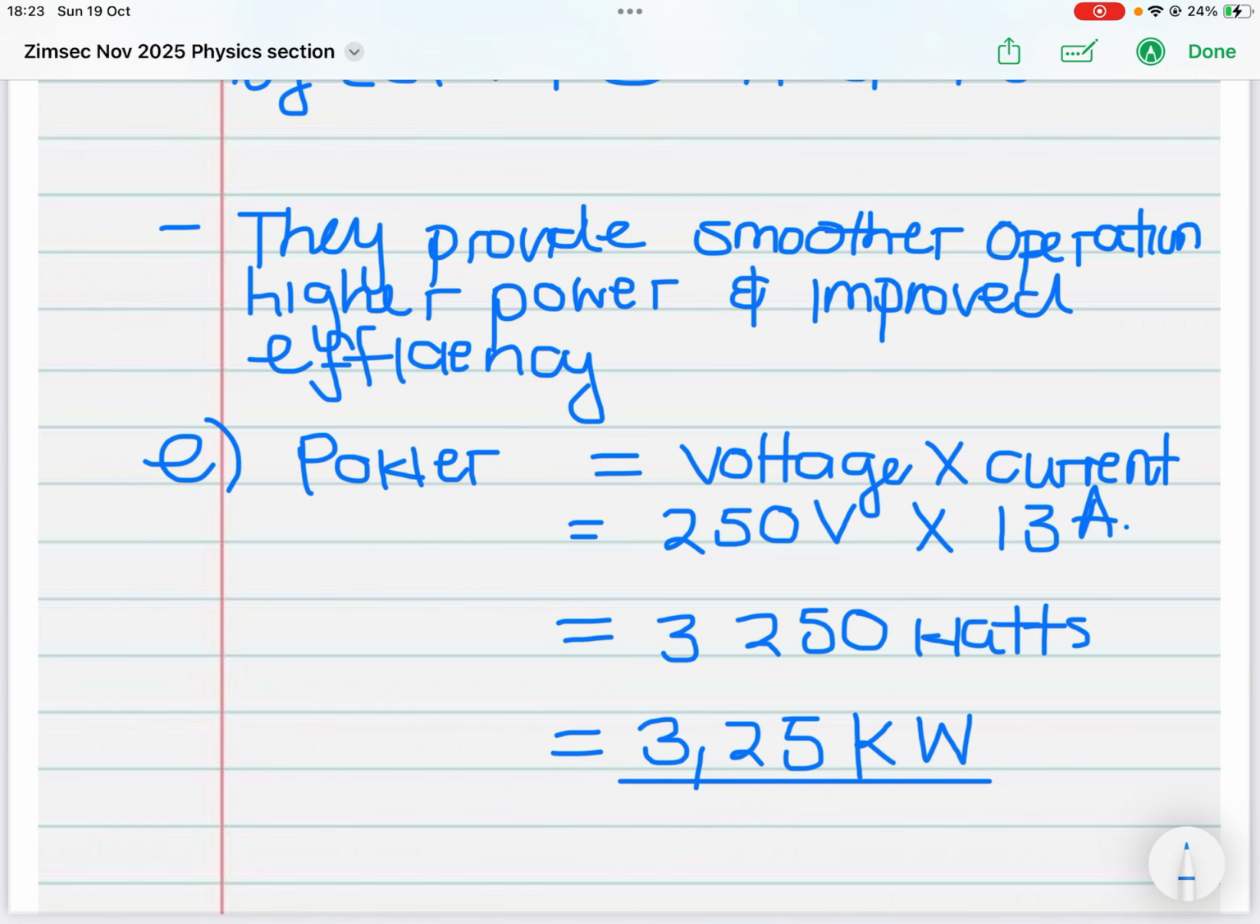So this marks the end of the revision of Combined Science Paper 2 that was written by November 2025 candidates.